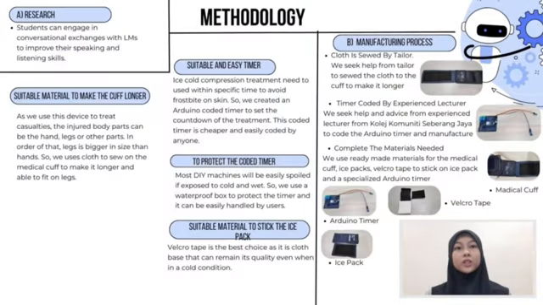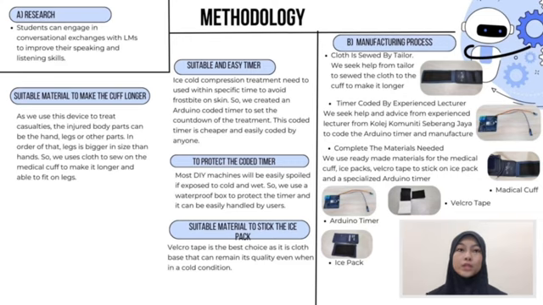Next is methodology. For methodology, we did four researches and then we manufactured this device. The first research is a suitable material to make the cuff longer. As we use this device to treat casualties, the injured body parts can be the hand, legs, or other body parts. Usually, legs are bigger in size than hands. So we use cloth, which is jeans, to sew onto the medical cuff to make it longer and able to fit on the legs.